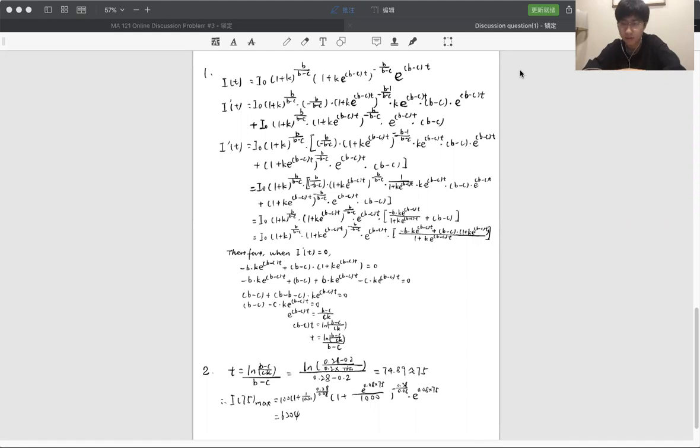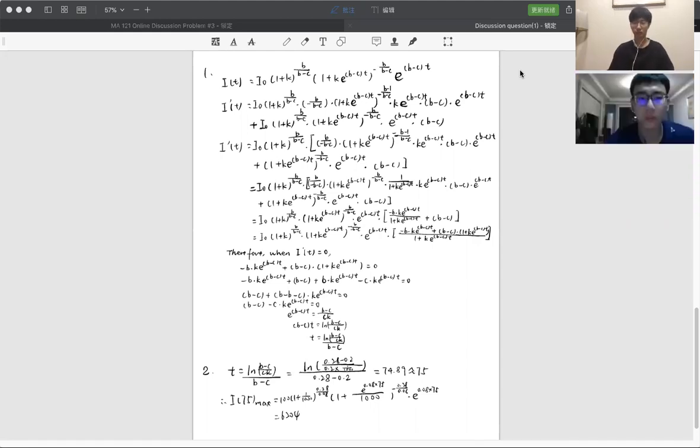We're going to show our solution of question 3. I'm going to solve the first sub-question, and Zeqiu will solve the second part of question 3. According to sub-question 1, we need to find an equation that can find the time at which the number of infected individuals in the population has reached its peak.